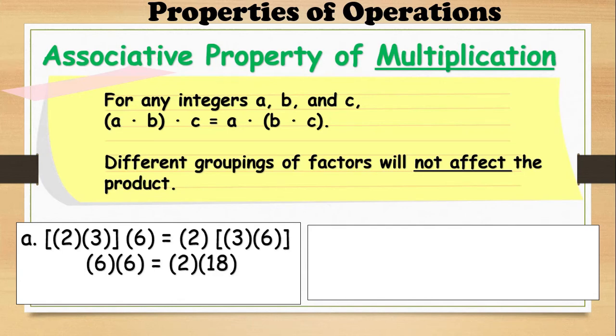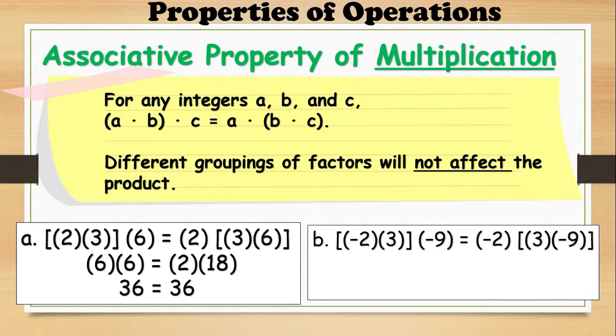So 2 times 3 muna, kaya naging 6 times 6 and then equals 2 times 3 times 6 is equal to 18. So magiging 2 times 18. So parehas pa rin ba ng sagot? 6 times 6 is equal to 36, while 2 times 18 is also equal to 36.